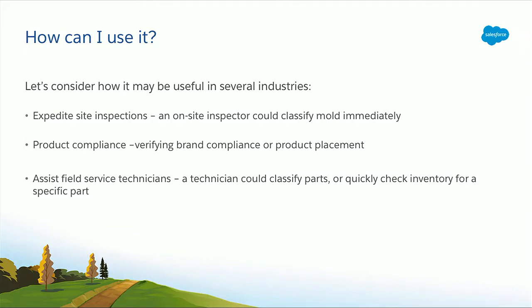It could be to assist a field service technician. So a technician could classify parts. So I could build my entire part catalog, just take photos of each item in my part catalog. I could use it to classify those parts. Like, this is the exact part that you thought it was. I could also build on top of that, say not only is that the correct part, I could do an API call to figure out, is this actually in stock? Do I have more available if I need to do a repair?